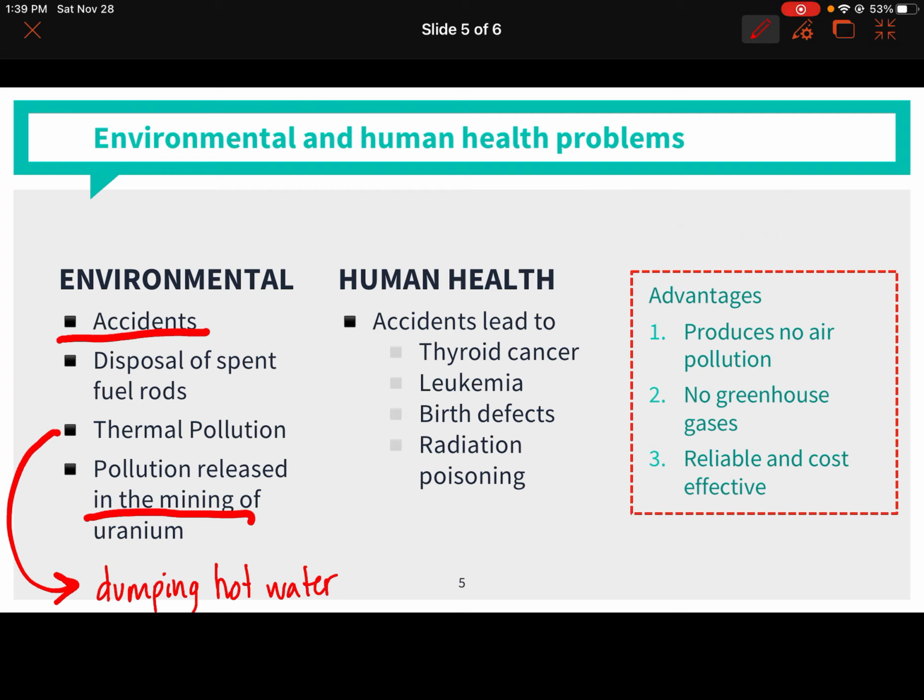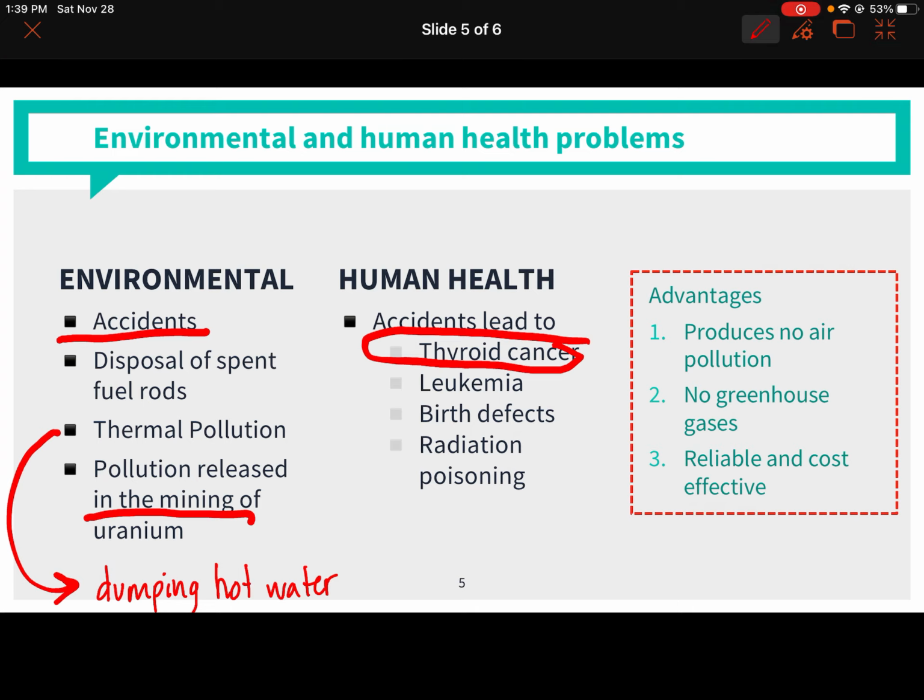Issues with human health. These environmental accidents can lead to thyroid cancer. Remember this one, circle it, star it, write it down a bunch of times, because if you're ever asked about this in AP, you must say thyroid cancer specifically. You can't just say cancer. Other issues are leukemia, birth defects, and or radiation poisoning.